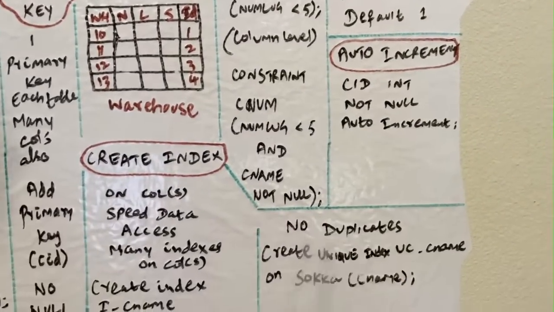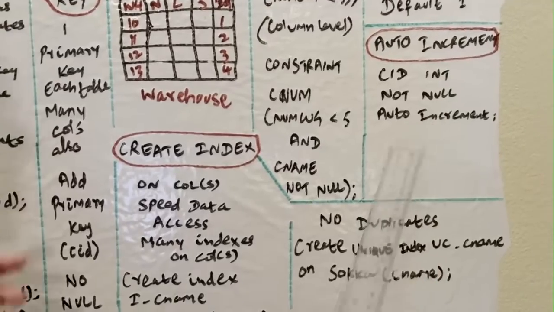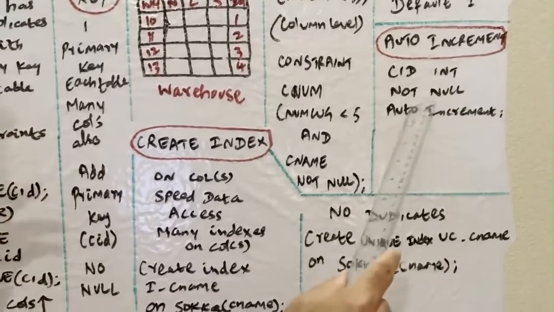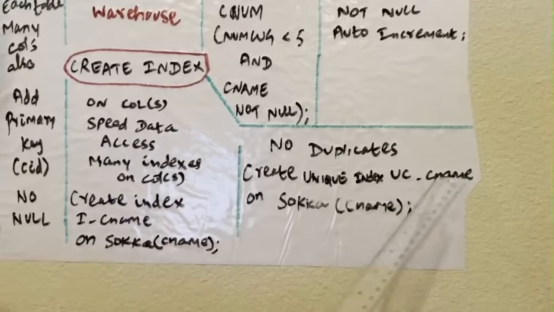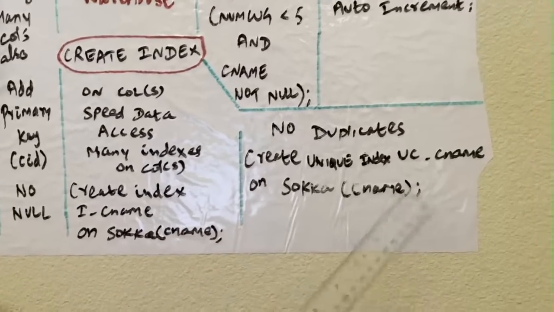Auto increment, it will increase one by one. You can actually put the starting value also. That's a good feature of MySQL. There are no duplicates. Create unique index name on soka of column names.